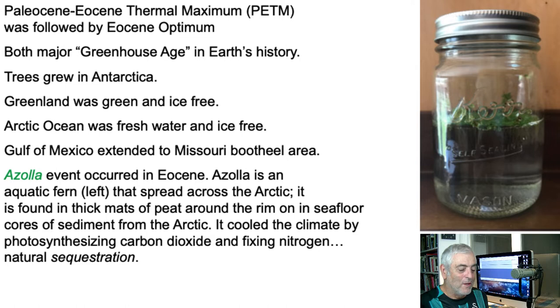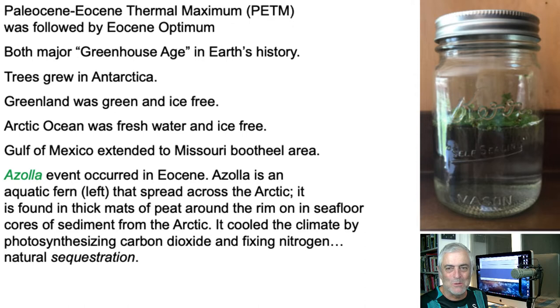So what happened at that time? So if we had a freshwater lake in the Arctic Ocean, there is this aquatic fern that began to grow. It's called azolla. Azolla is what's in that jar on the right-hand side. Actually, one of my close friends, Dr. Chris Barnhart, had some of this, and he gave me some of this, so I have some of this in my house right now. That is azolla in that jar right there.